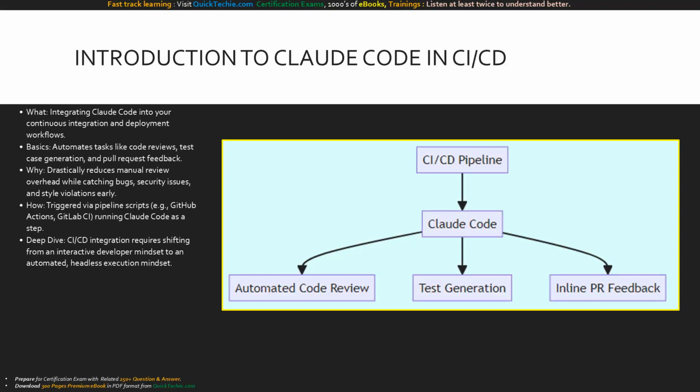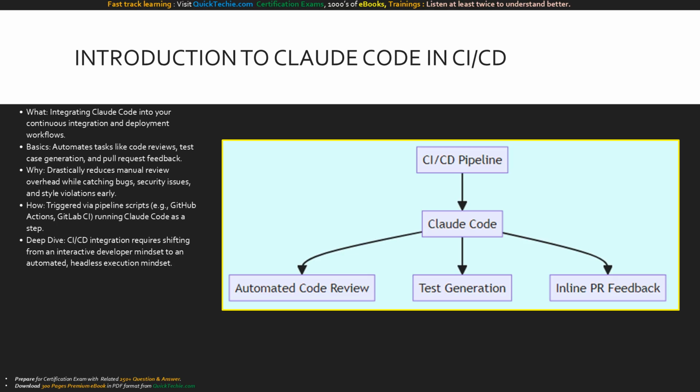Let's kick things off by defining what it means to use Claude Code in CI/CD. We are taking the exact same agentic tool you use locally in your terminal and plugging it directly into your automated pipelines. Why do this? Because it accelerates development. Imagine having a senior engineer instantly review every PR, generate missing tests, and provide actionable feedback before a human ever looks at it.